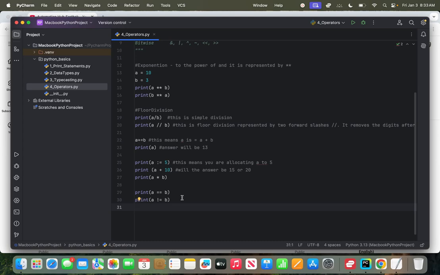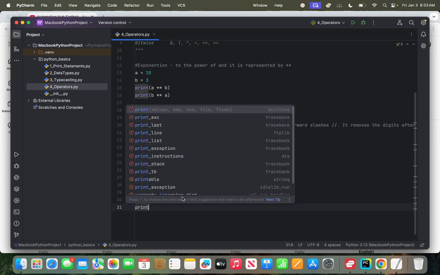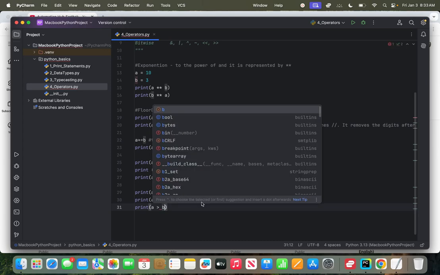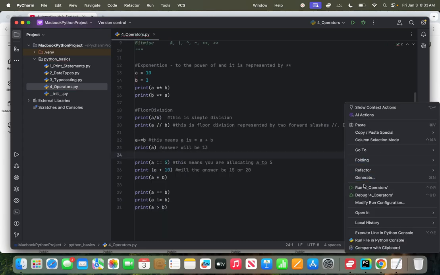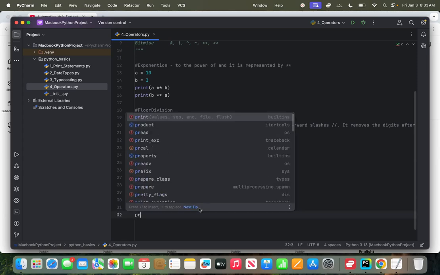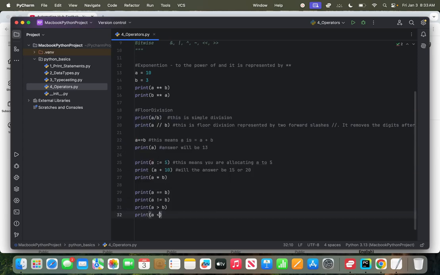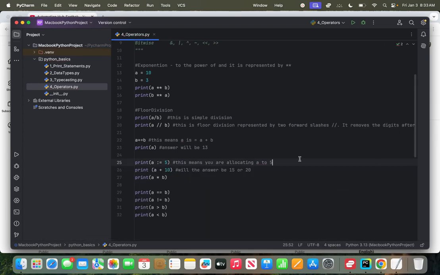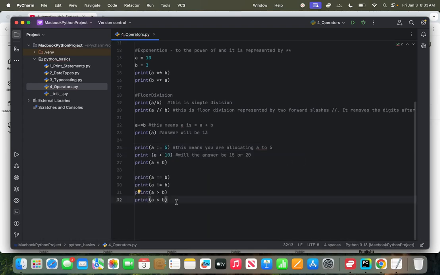Now greater than, so print A greater than B. Obviously 5 is greater than 3, so this one will be true. Similarly, print A less than B. Again, 5 is not less than 3, so this one will turn out false, correct? So these basic things you can do.